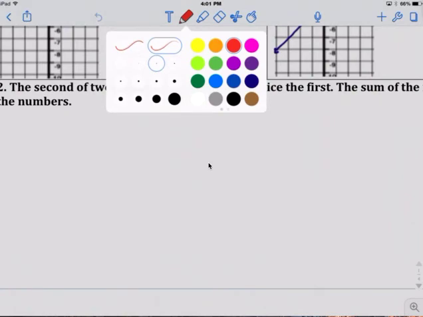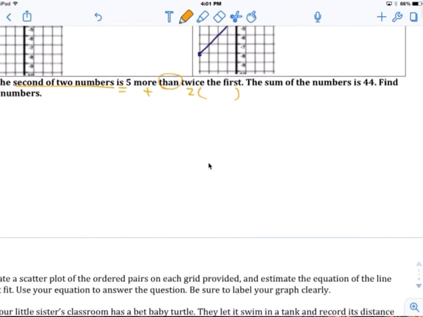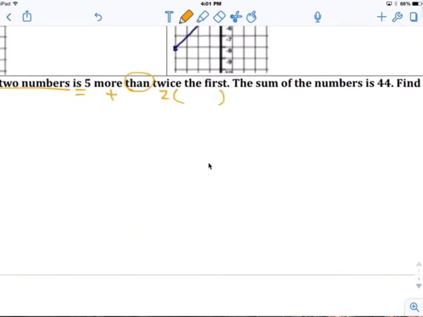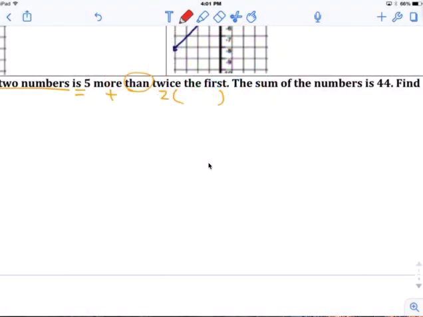Okay, let's read this. The second of the two numbers is equal to 5 more than. More is plus, then you flip that. Twice is 2 times something. We don't know anything else than that. The sum of the two numbers is 44. So we know that x plus y equals 44. We've done this before, right?